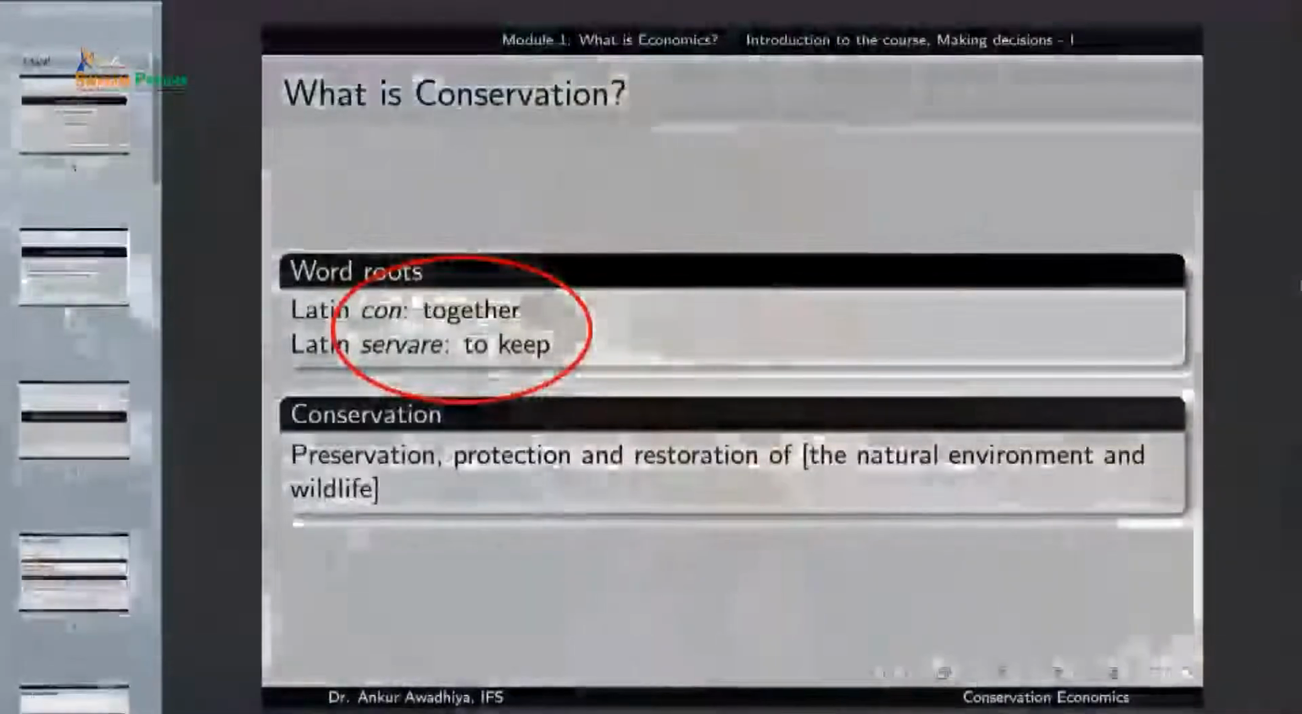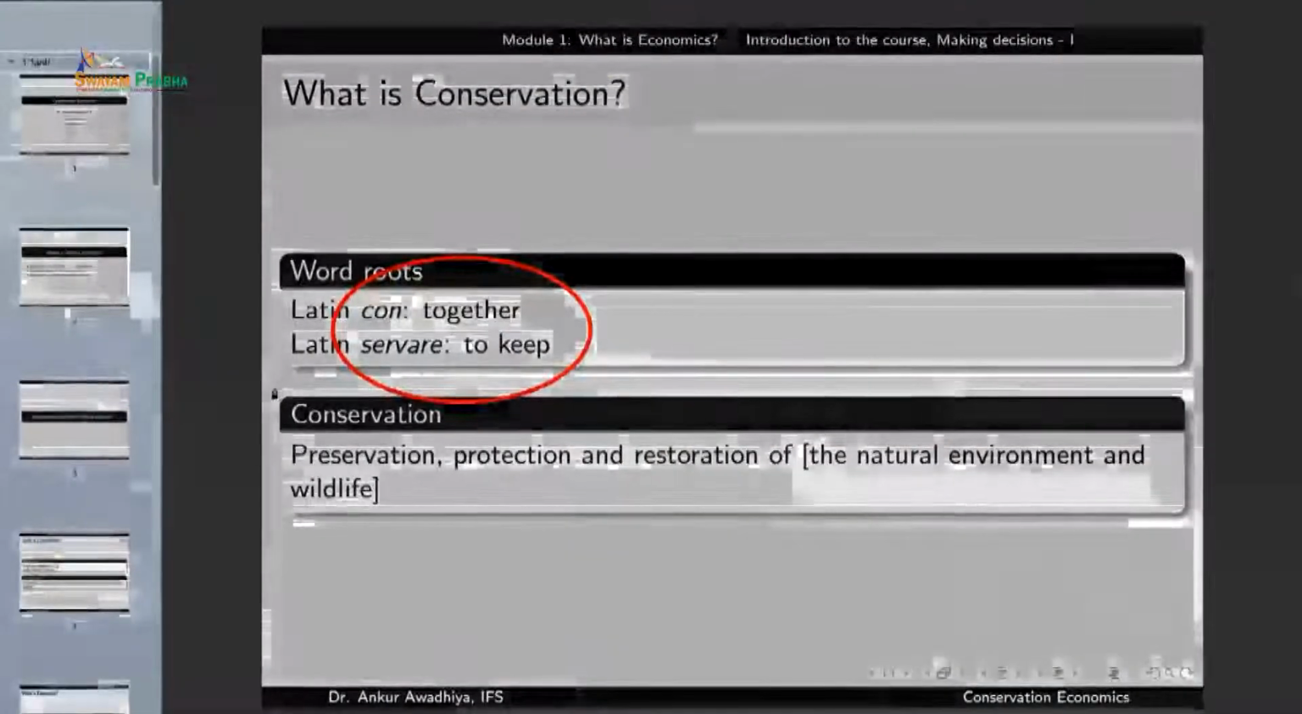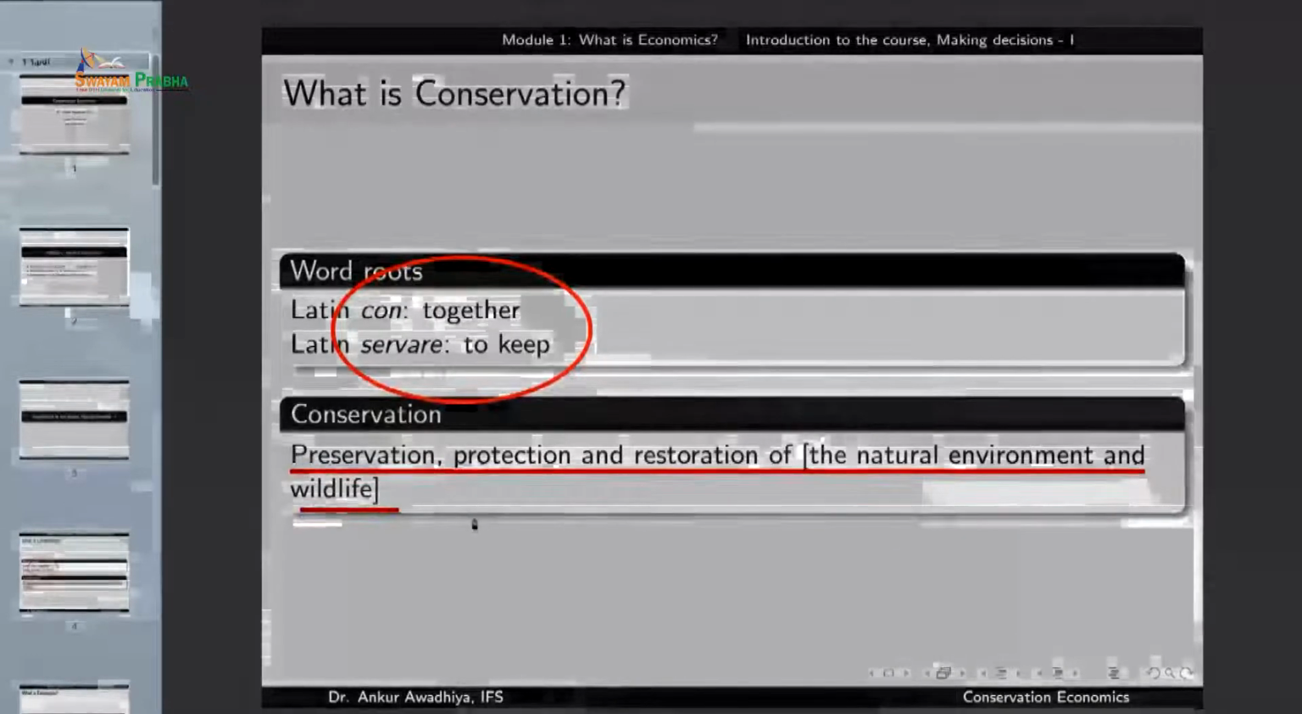So when we talk about conservation, when we say that we are keeping things together, we are doing preservation, protection, and restoration of the natural environment and wildlife. This is not because we are very fond of tigers, but because we need the tigers. We need these forests, we need this wildlife because they serve a purpose for ourselves.